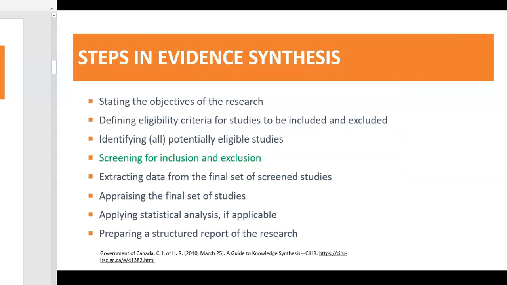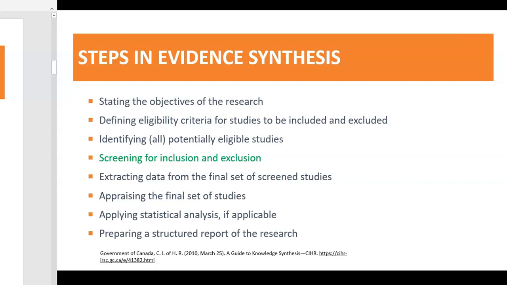We're starting with the objectives of the research, so we've kind of nailed that down. Identifying eligibility criteria for studies to be included and excluded. We've kind of done that, though it's a work in progress. Identified all potential eligible studies. I've kind of done that, and we'll talk about that in a minute. And your job is to screen for inclusion and exclusion.